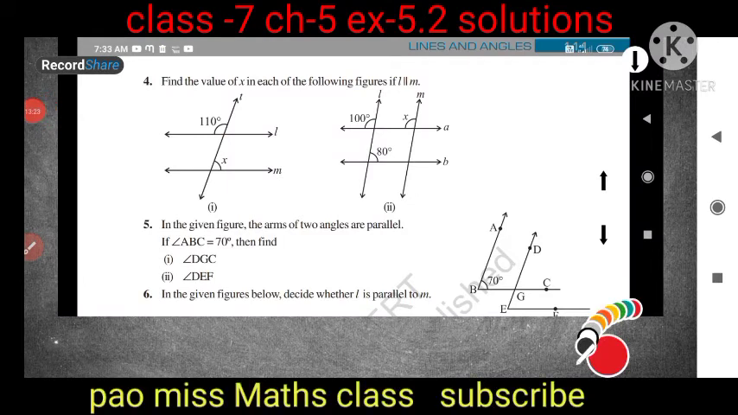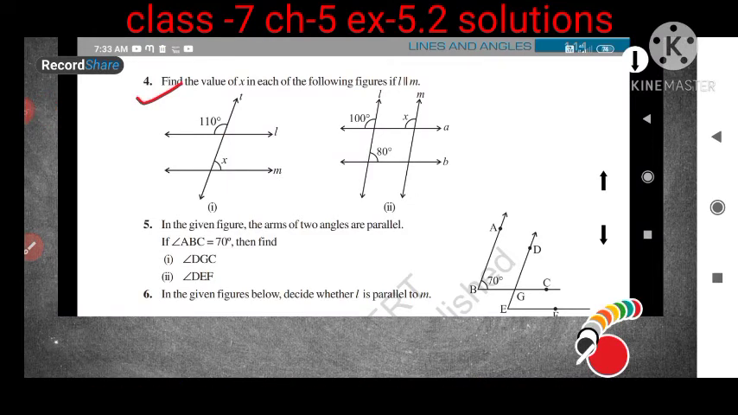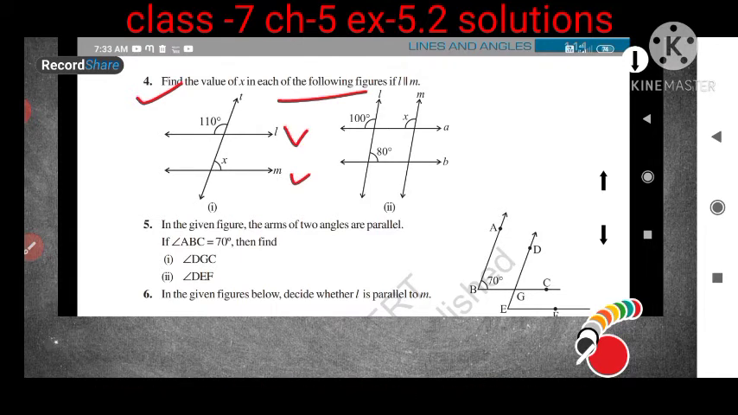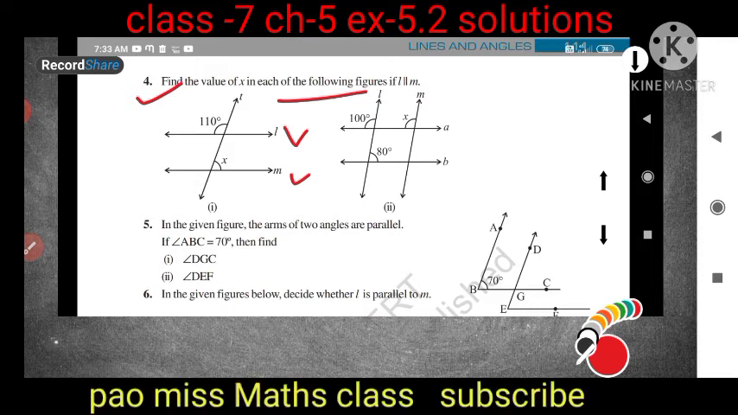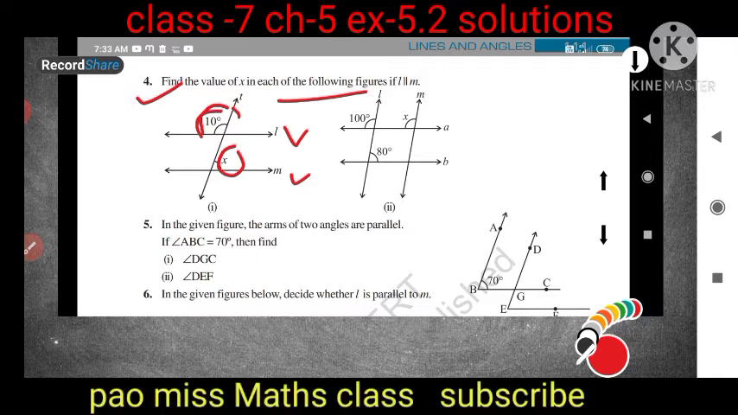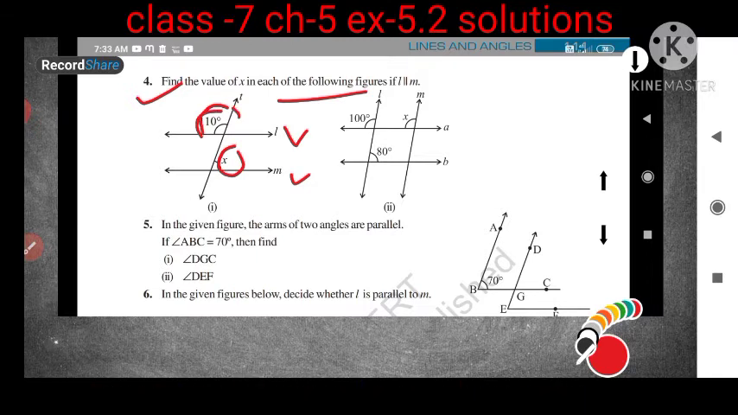Now question number 4. Find the value of x in each of the following figures if L is parallel to M. Now L is parallel to what? M, isn't it? And now T is what? Transversal line. Now you have to find the value of what? X. Now here this value is given, isn't it? If this value is given, then you can see corresponding angle. So which will be the corresponding angle of 110? This angle is also how much?